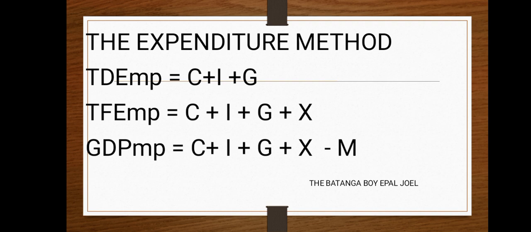I want you to understand that export minus import is also called net export, because sometimes they will give you a question in the examination and they will not give you the value of export separate and the value of import separate. They will put it as net export. So once you see net export, it is export minus import.